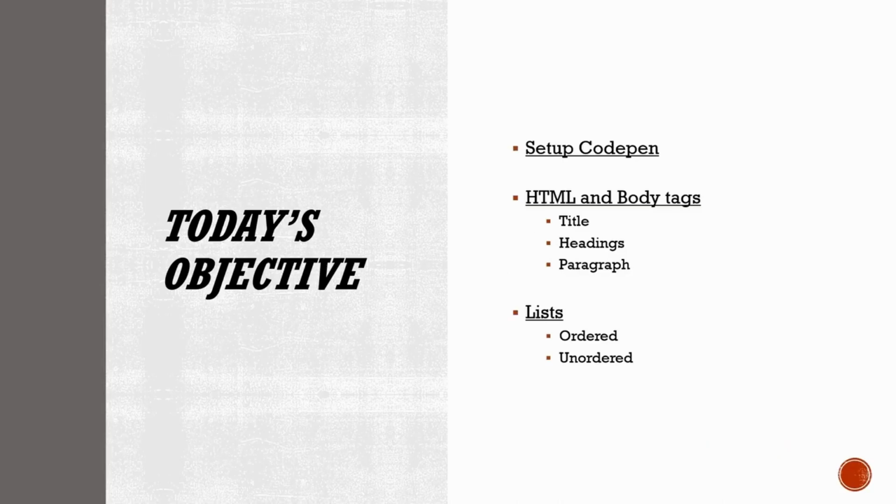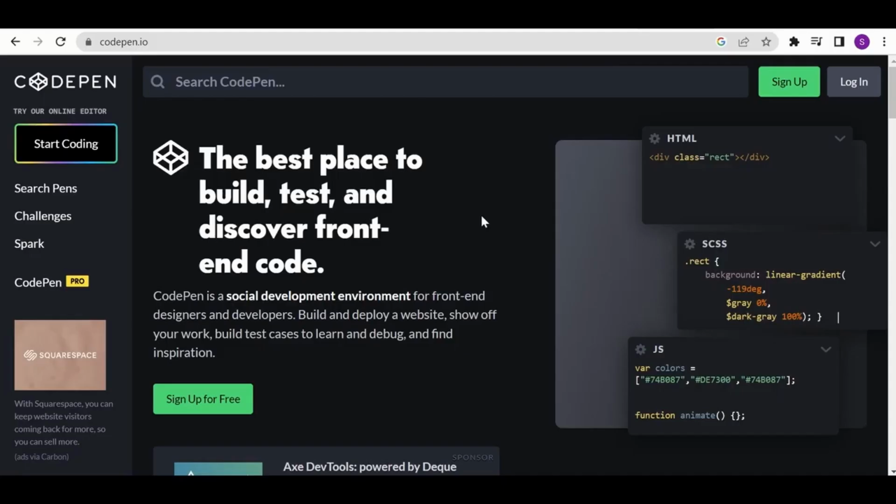Today we will be looking at basic tags in HTML, and by the end of this lesson you'll be able to create a simple page in HTML. The objectives for today's lesson include setting up CodePen, which is what we will be using to code and see results on our web page, some basic HTML and body tags, and different types of lists.